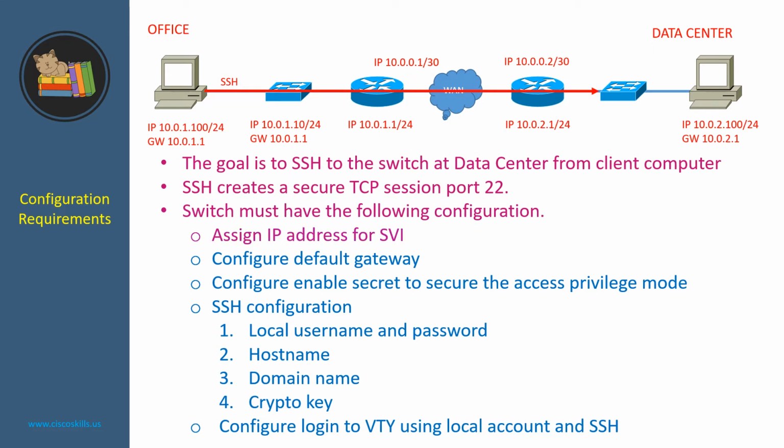First, we need to assign the IP address for the switch virtual interface. Then we need to configure the default gateway on the switch so that it can respond to the client request across the subnet. After that, we need to configure enable secret so that it requires the user to provide the password when they access the privilege mode.